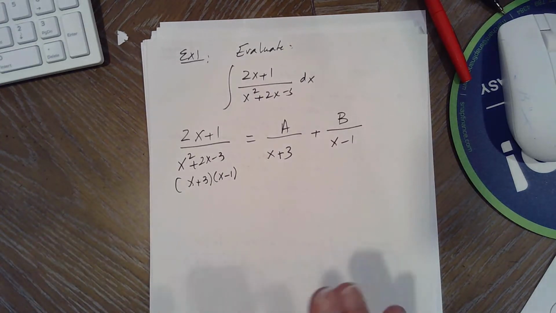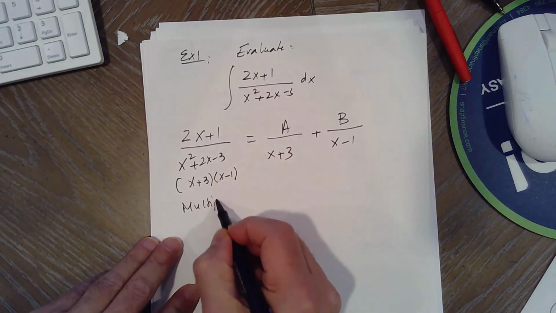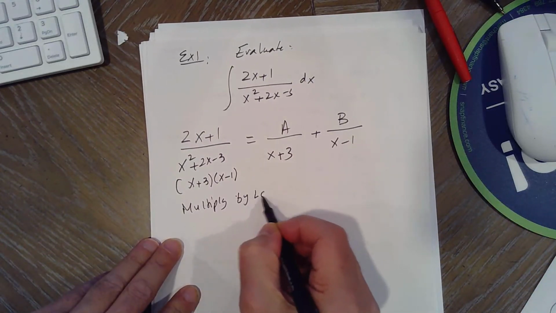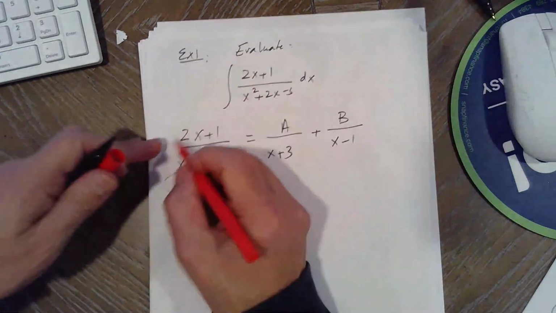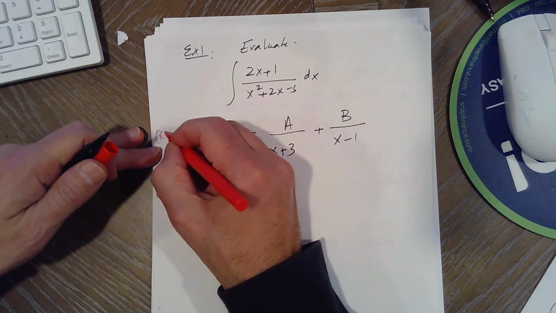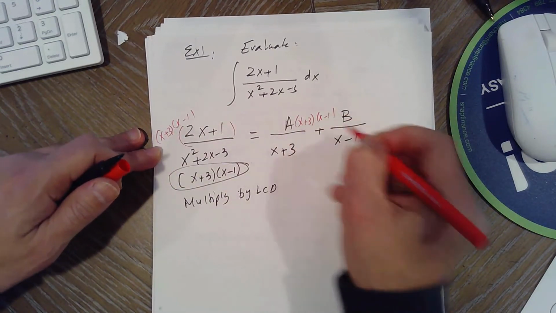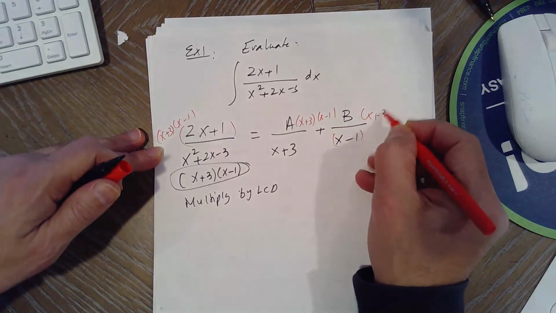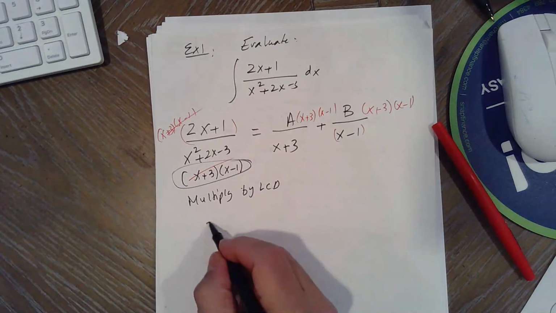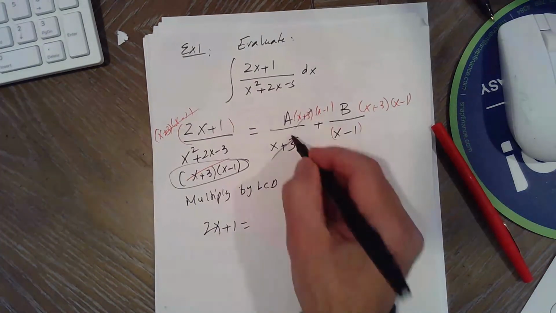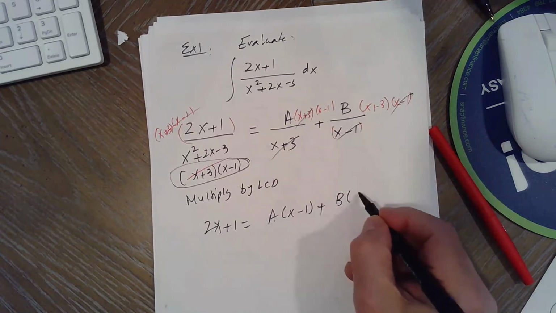And the next step is, after you split it up, you multiply by the LCD, and usually the LCD is the one that you factored. So if you multiply by the LCD, x plus 3, x minus 1, that guy is going to appear, and you will have 2x plus 1 equals a times x minus 1 plus b times x plus 3.